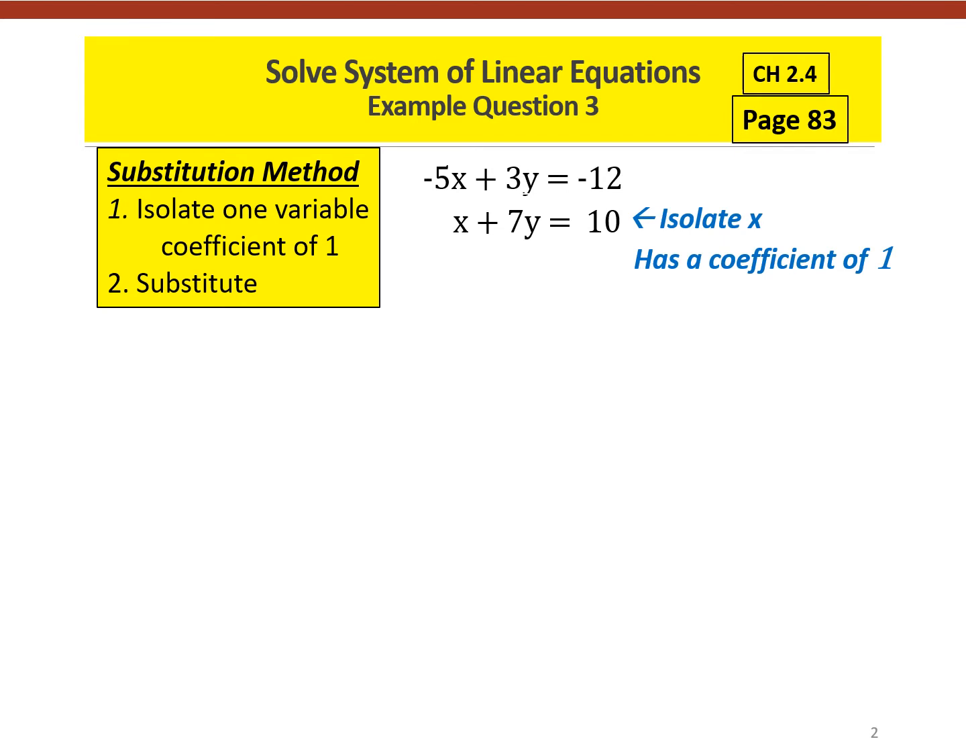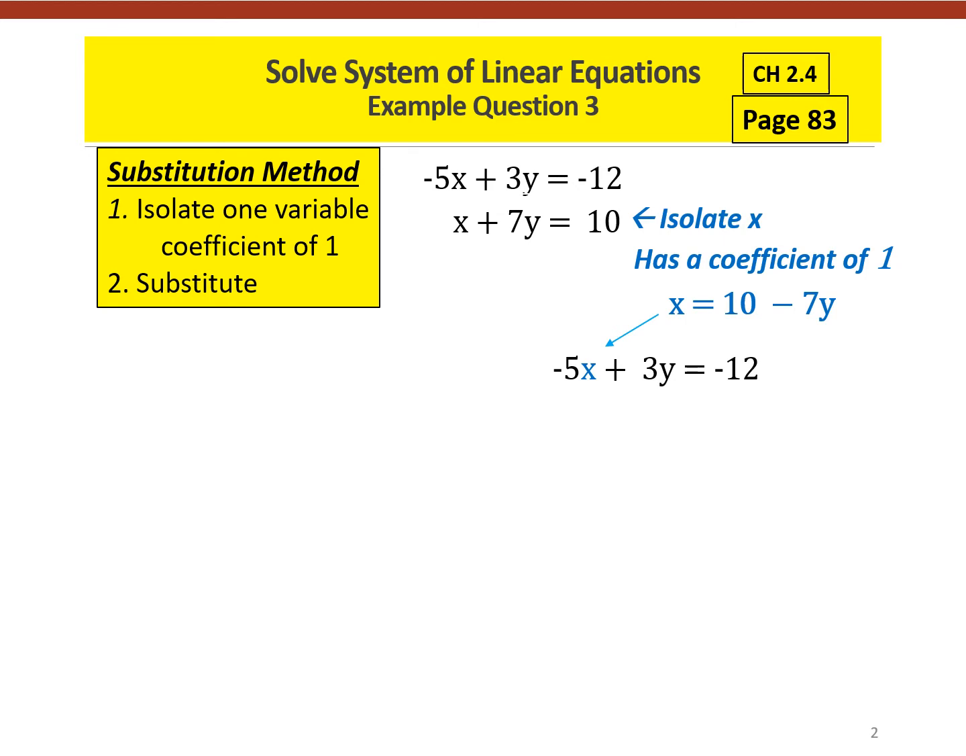If you look at the second equation here, the x has a coefficient of 1, so that's what we're going to isolate and get alone on one side of the equal sign. We're going to subtract the 7y from both sides, and we're going to have x equals 10 minus 7y. Now we're going to take the other equation that we haven't used yet, and in place of that x variable, we're going to substitute 10 minus 7y.